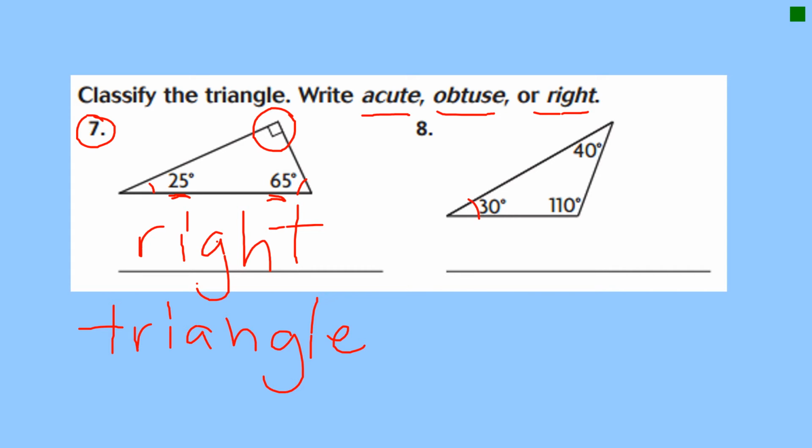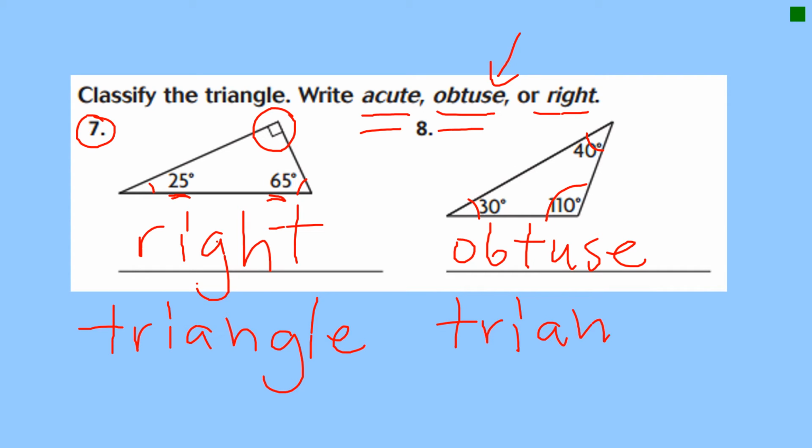All right, look at number 8. I see acute, 30 is less than 90. I see obtuse, 110 is greater than 90. And I see acute, 40 is less than 90. So that's definitely not acute, because acute has all 3 acute angles. Obtuse, that's going to be it, right guys? An obtuse triangle has 1 obtuse angle. All right? Excellent. So far so good on this chapter, right guys?